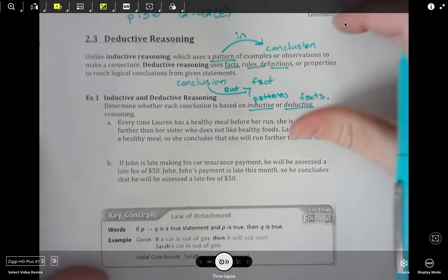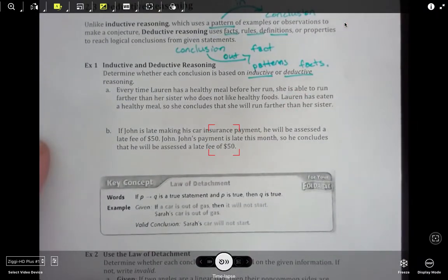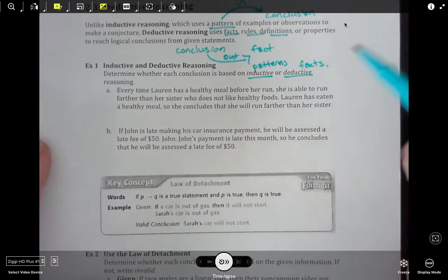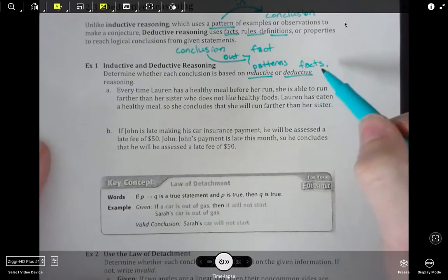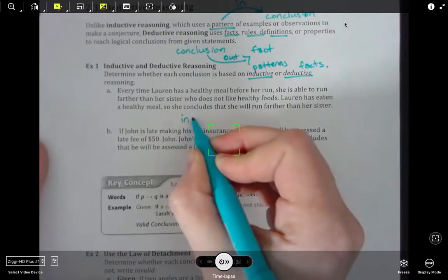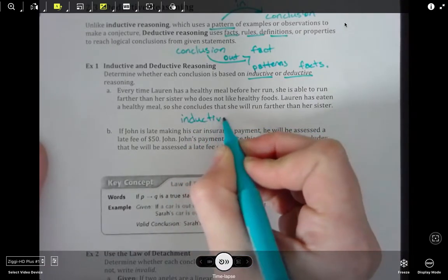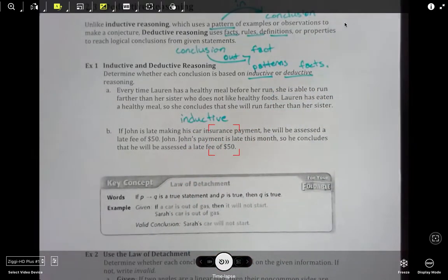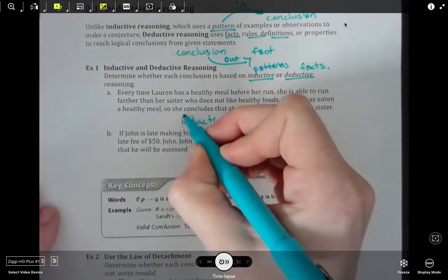Now, that seems like a kind of silly statement to make because it's not necessarily based upon facts, it's more based upon a pattern. So that is inductive reasoning. She's basically taken the pattern that if she eats healthy, she runs farther, and put that into some form of conclusion.